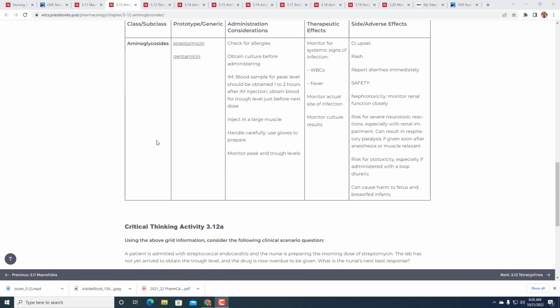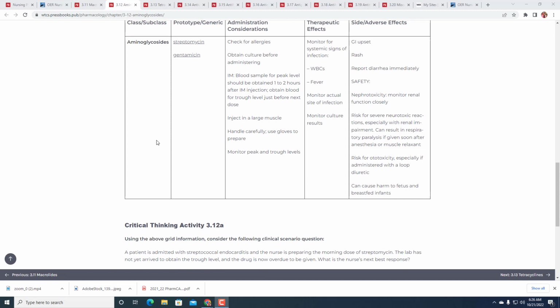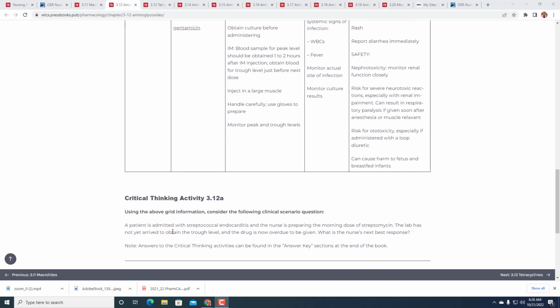Okay, 3.12 is the aminoglycosides. Our case is a patient admitted with streptococcal endocarditis. The nurse is preparing the morning dose of streptomycin. The lab has not yet arrived to obtain a trough level. The drug is now overdue to be given. What is the nurse's next best response?